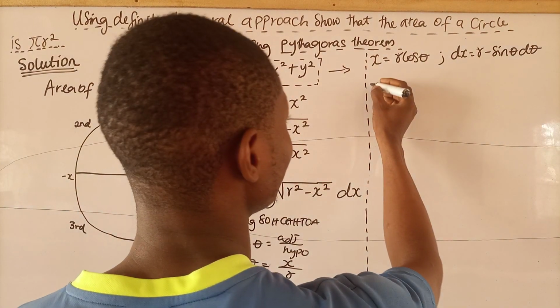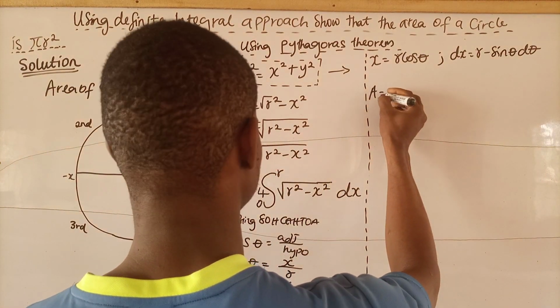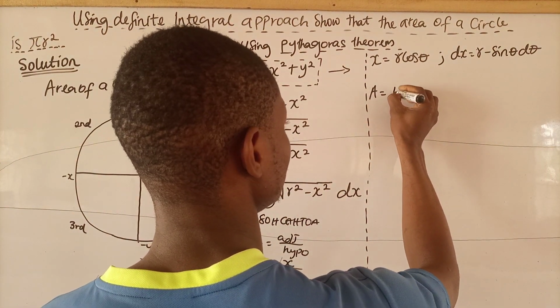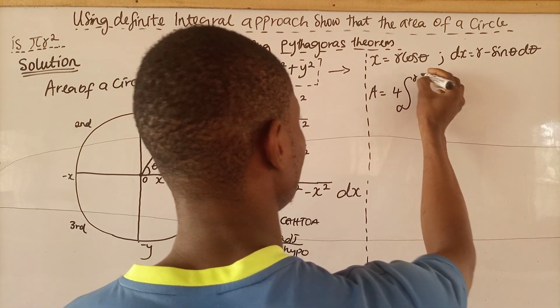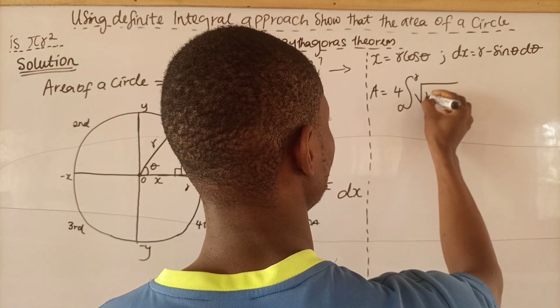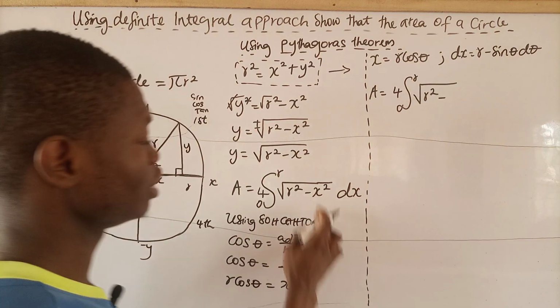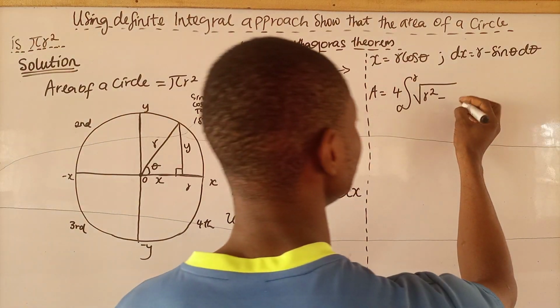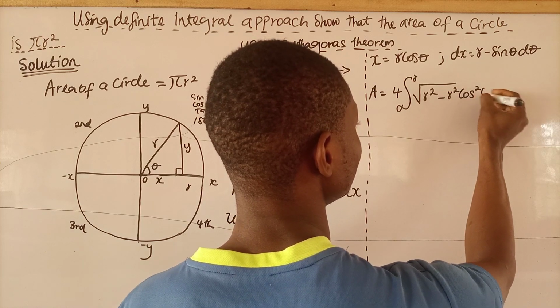So we are going to have, let's bring this area. Area is equal to the integral from 0 to r of the square root of r squared minus, remember our x is r cos theta, so x squared is going to be r squared cos squared theta.